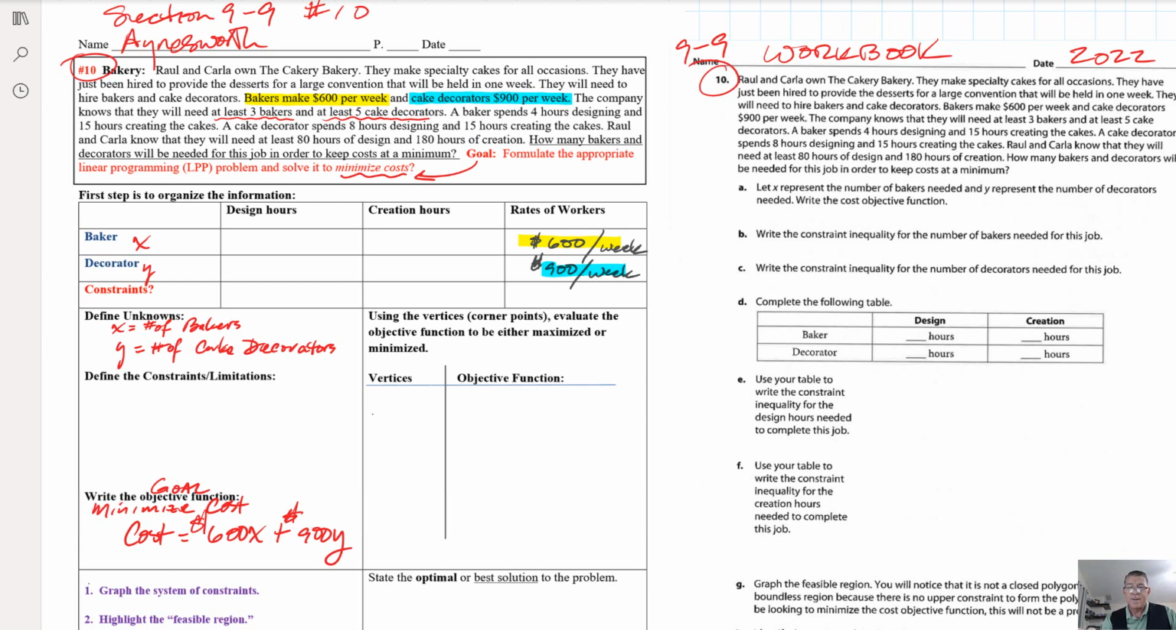All right, you need employees. You need X bakers, Y decorators, and each one has a rate associated with it because they earn money too, right? Okay, so that's part A.